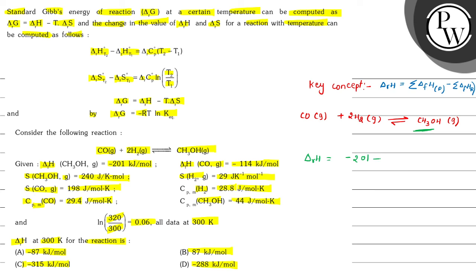Now minus, here this H2 is present in standard state, so the standard value for formation of H2 is equals to 0, and for carbon monoxide it is given that minus 114 kilojoule per mole, so we can write here minus 114. Now we can calculate minus 201 plus 114, that comes out to be minus 87 kilojoule per mole. So this will be the value of standard enthalpy change at 300 Kelvin for the reaction, which is given in option A. Hence option A is the correct choice for this question.